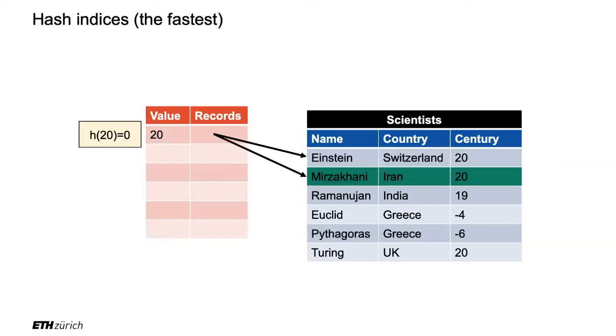Next, I'm going to take the second row. Oh, it's 20 again, h of 20. As I said, it's always the same result. That's going to give me 0 again, so it's at the same position. Now I add a second pointer at the same time that points to the second record.